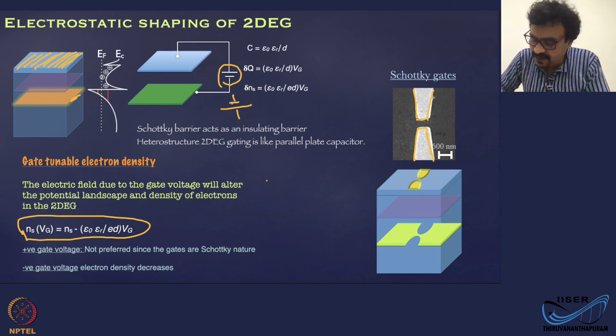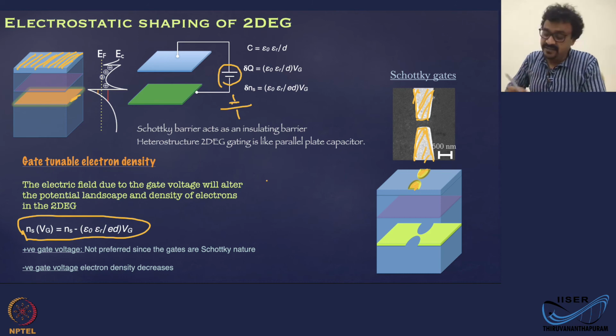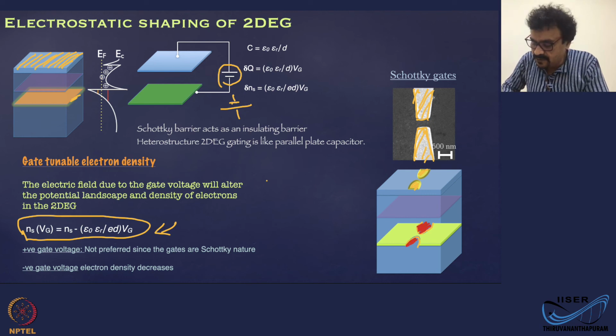So if I apply voltage on this gate here, this is a cartoon. I have this gate here, there's a gap in the middle. You apply negative voltage on those gates, then you will deplete the electrons right underneath the gate because of the electric field, because of this effect here. So there will not be any electrons in this region. These electrons are gone. There are no electrons here, and there will be electrons only in the middle.